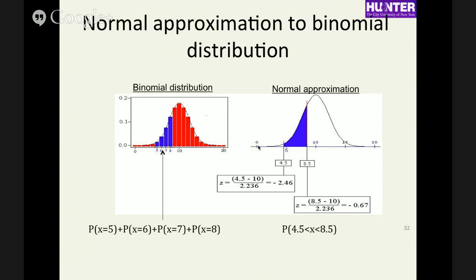So if you were asked, what is the probability of having between 5 and 8 successes inclusively, this is how you would do it with the binomial distribution, just by adding up those 4 probabilities. And here's how you would do it with the normal distribution, by going somewhere in between, like 4.5 and 8.5, and calculating this probability by looking up 2 values in your standard normal distribution table.